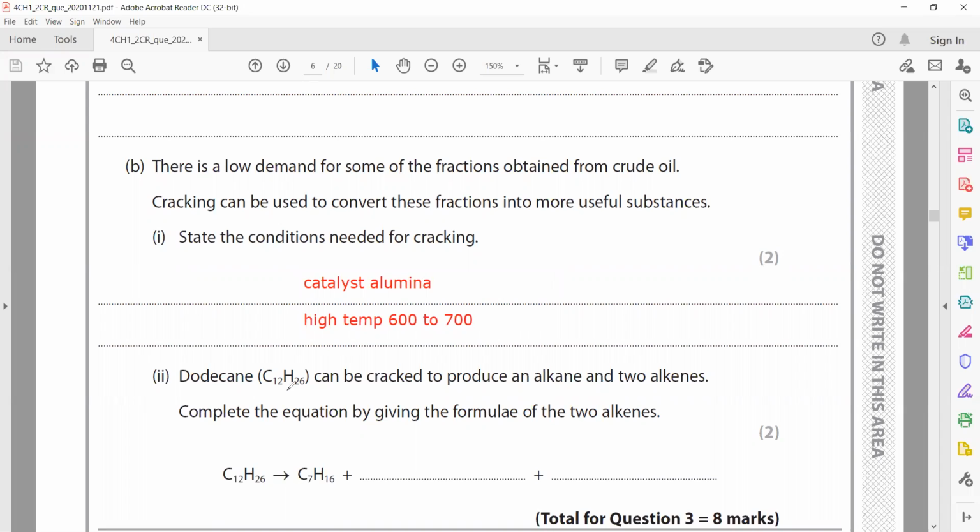Dodecane, which is C12H26, can be cracked to produce an alkane and two alkenes. Complete the equation, give the formula of two alkenes. C7H16 is given, so we are left with 5 more carbons. We can make certain combinations here. For example, if it is C3, it will be H6, and it will be C2 and H4.